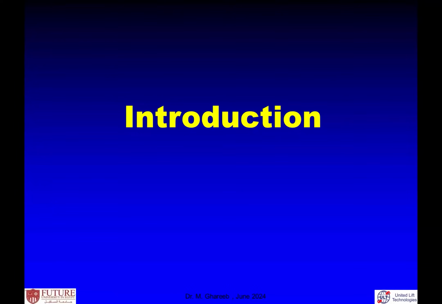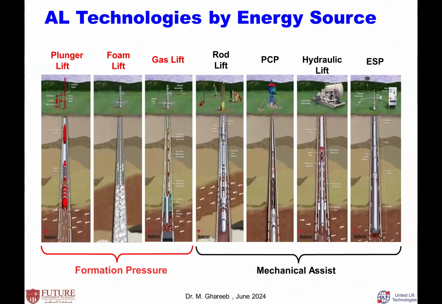What is an electric submersible pumping system? It's considered one of the mechanical assist artificial lift groups. Remember, in the first lectures, we said that we divide artificial lift into two main categories, either formation pressure assist or mechanical assist. The ESP is one of the mechanical assist types of artificial lift system.